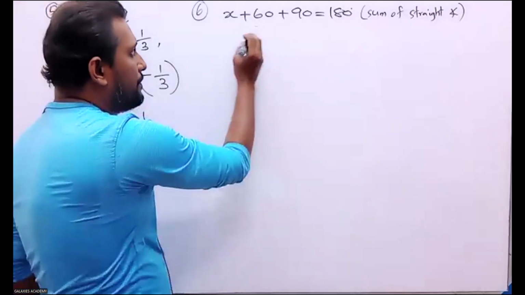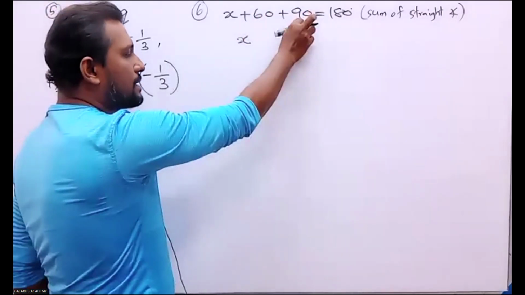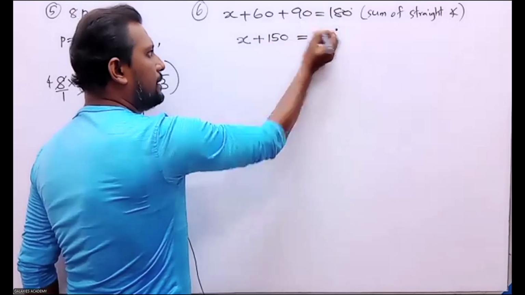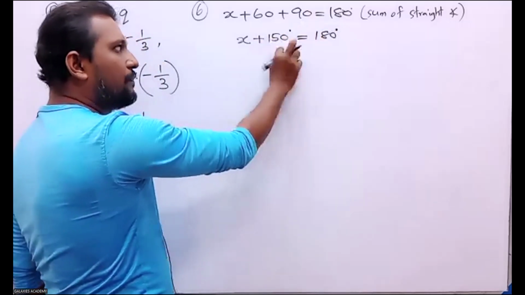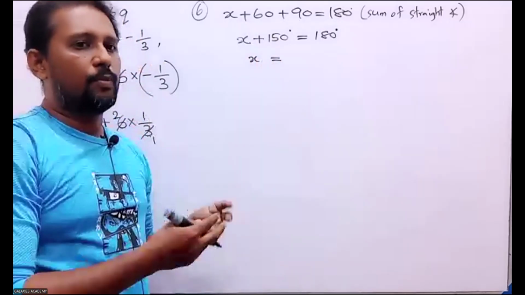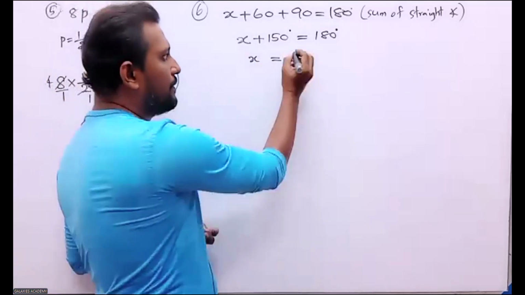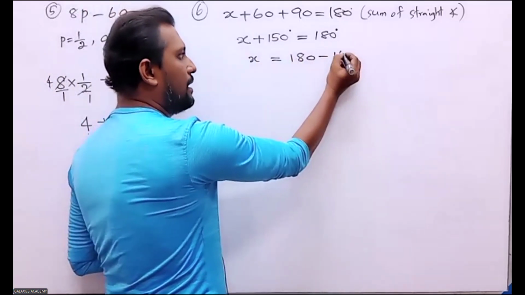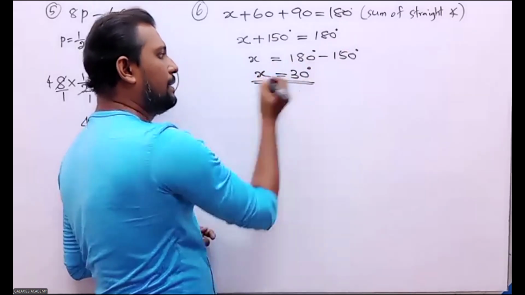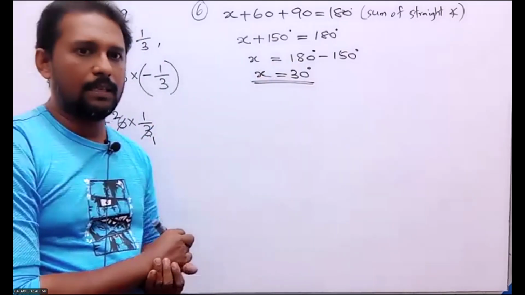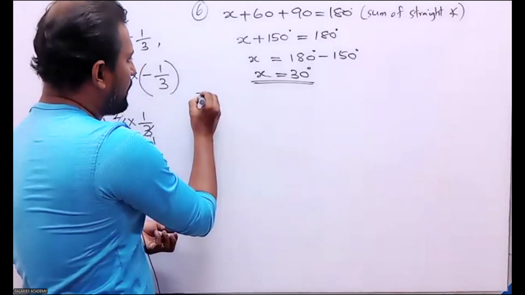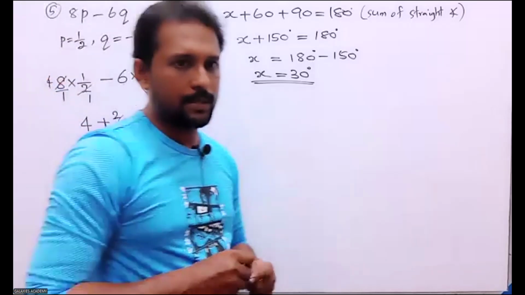Then we can simplify x, 60 plus 90, 150 equal 180. Then this plus 150 you can write on the other side. That means both sides you have to put minus 150. Then what happened? 180 minus 150. So what is the answer? X equals 30 degrees. Right? It is the sixth question. Question number 6.